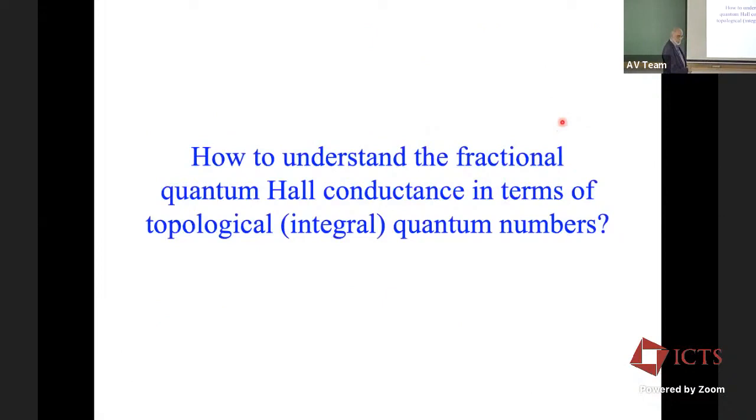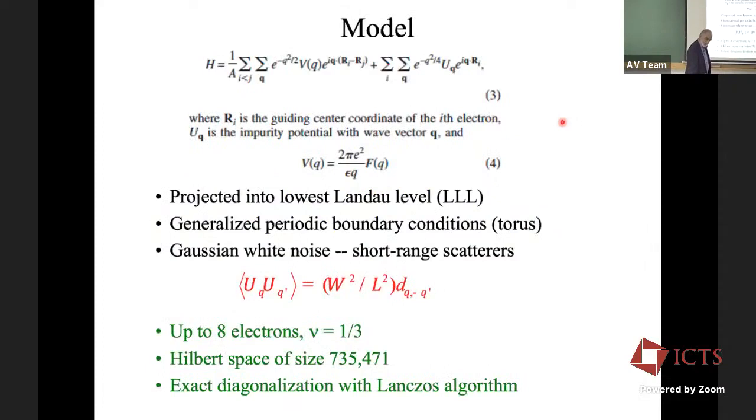Okay. So one of the things we wanted to do was understand the fractional quantum Hall conductance in terms of topological quantum numbers. In the last lecture, I showed you that when you perform an integral over boundary condition space for the single electron problem, you get integers, the Chern integers. Now, you can similarly define Chern numbers for many body eigenstates. Okay, but how do you get fractions out of it? And so that's one of the things I want to just briefly go over.